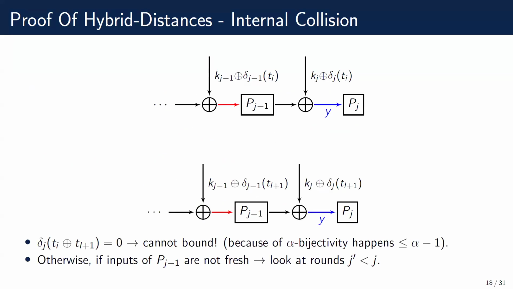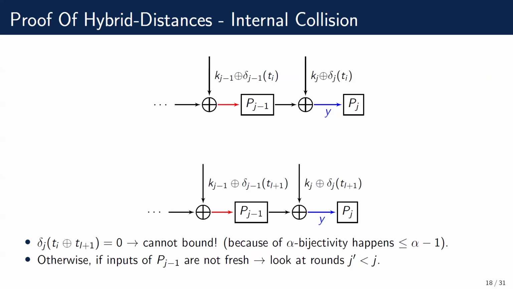So now we analyze the full internal collision event. So first we assume we have some collision on the input to the J-th permutation, and of course there can be a case where delta J in both queries is equal, and then the equation falls back to the J-1 round, and we cannot do anything. So we don't have any probability here. But because of the alpha bijective property, this type of event can only happen alpha-1 times. So we only give up at most alpha-1 rounds for free.